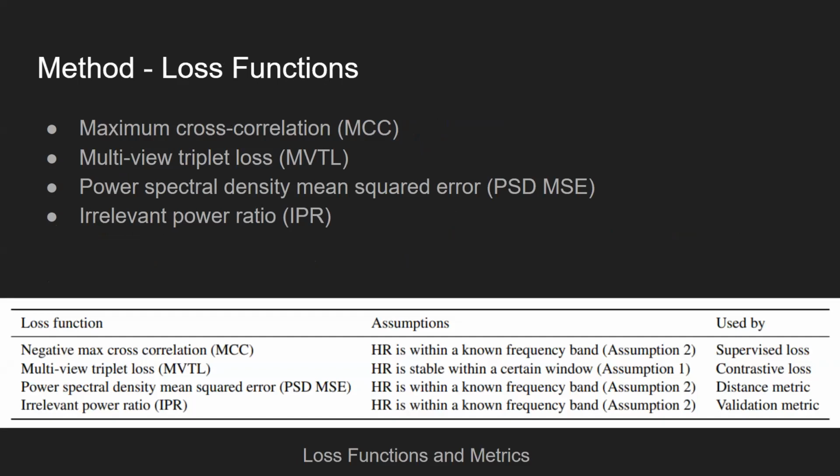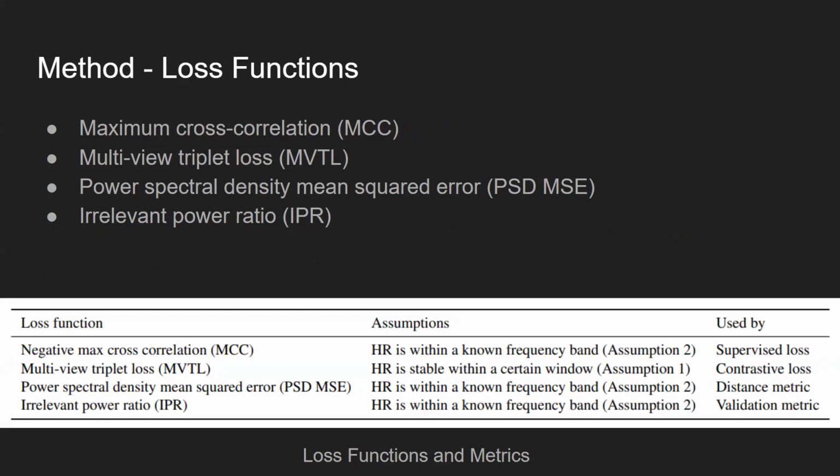Next, I'm going to go over the loss functions. The first one is the maximum cross correlation, or MCC, which is proposed as a metric for rPPG supervised training. It determines the correlation at the ideal offset between signals and produces robustness for random temporal offsets in the ground truth, under the assumption that the heart rate is stable.